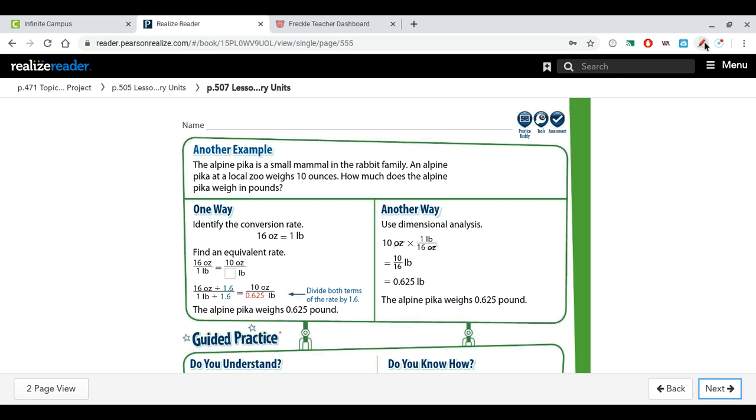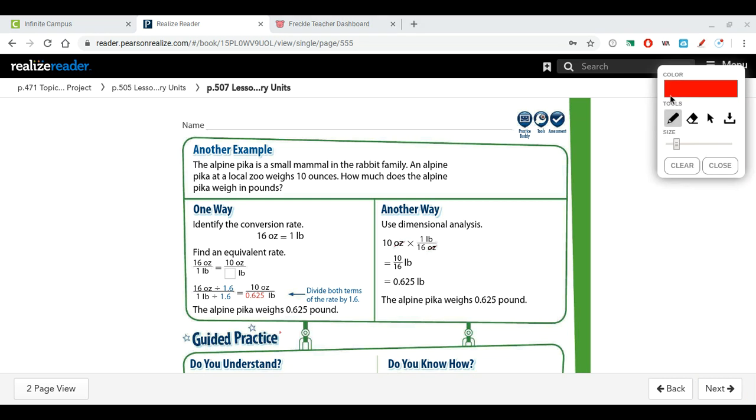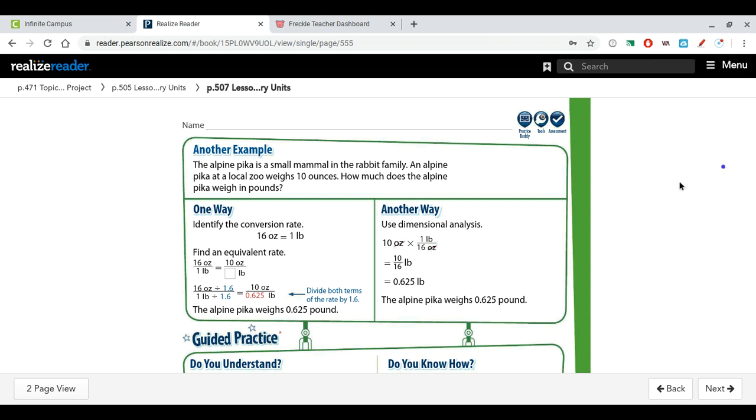How I would find this without using a rate, but just using multiplication and division, is if I'm going into pounds from ounces, I'm going to take 10 and divide that by 16. And when I divide that by 16, that's going to be my conversion rate. It'll tell me how many pounds that's going to equal. And so 10 divided by 16 is going to be 0.625 pounds.